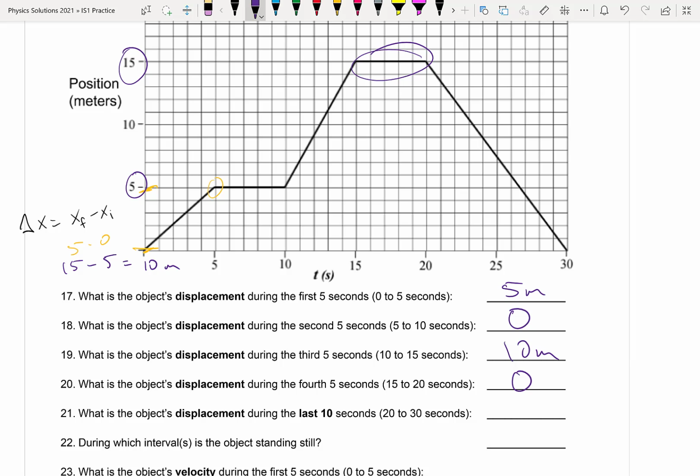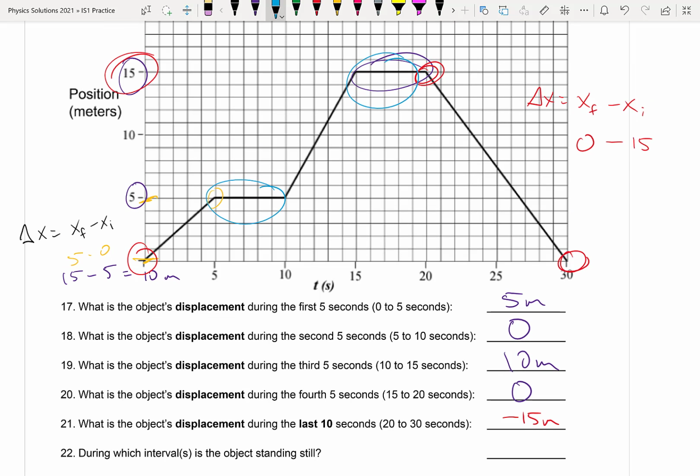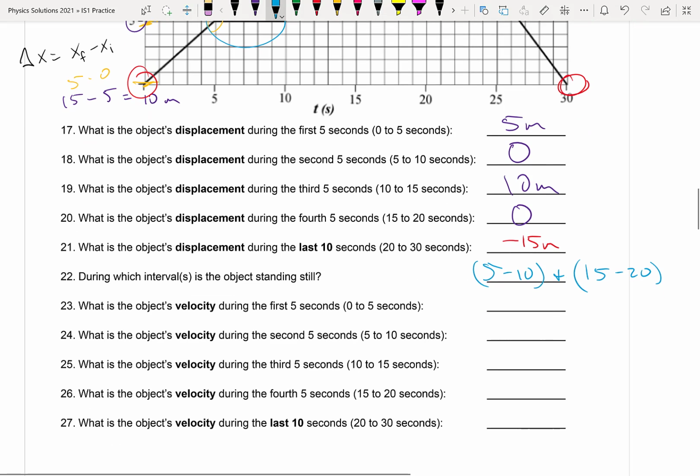And then what's the object's displacement during the last 10 seconds? So from the 15 meter mark, that's here, to the 0 meter mark, that's here. So displacement is the final position minus the initial. So that's 0 minus 15. So negative 15 meters is my displacement. During which intervals is the object standing still? Well, I've established that from 5 to 10 and 15 to 20 seconds.